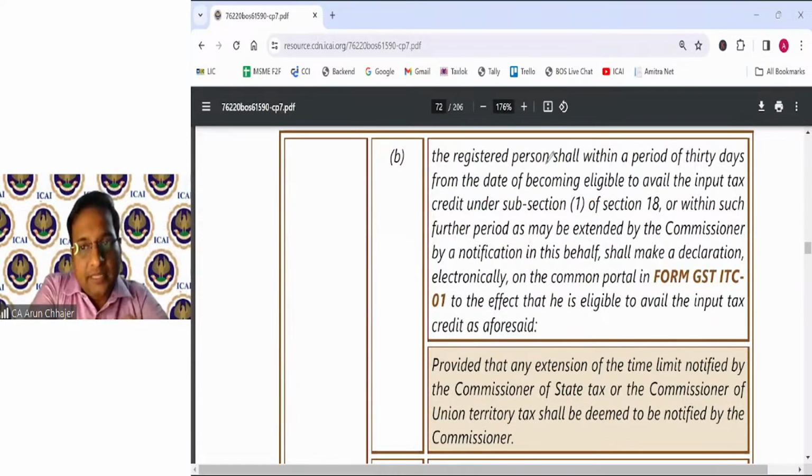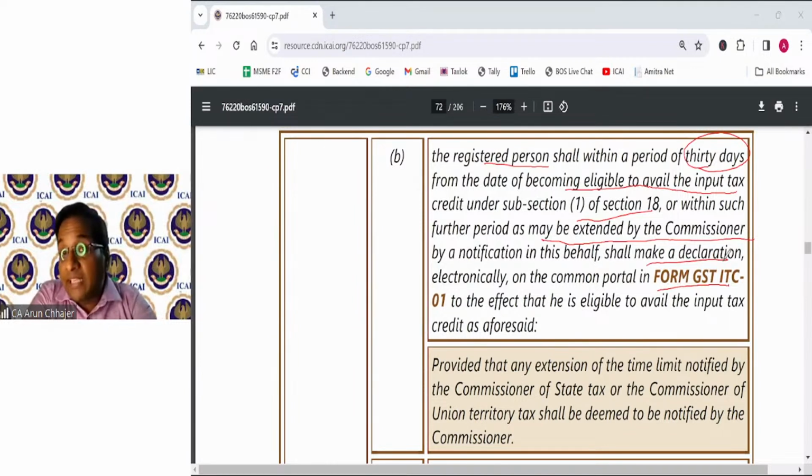The registered person shall, within a period of 30 days from the date he becomes eligible to avail the ITC under 18(1), or within such further period as may be extended, make the declaration in ITC-1. So how will he take the ITC? He has to furnish the ITC-1 within 30 days. 30 days would be counted from eligibility to avail the ITC as per 18 subsection 1. ठीक है?